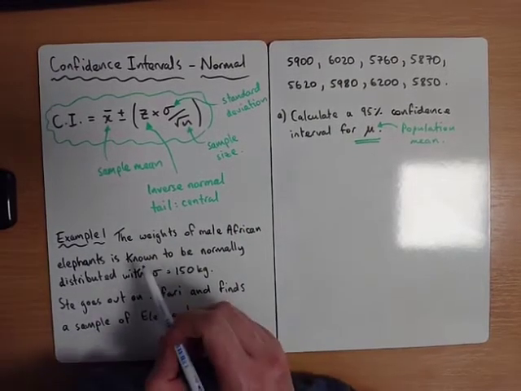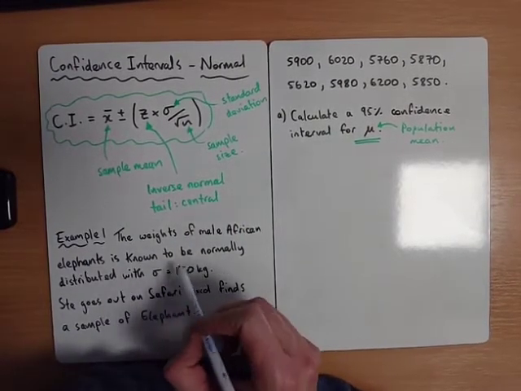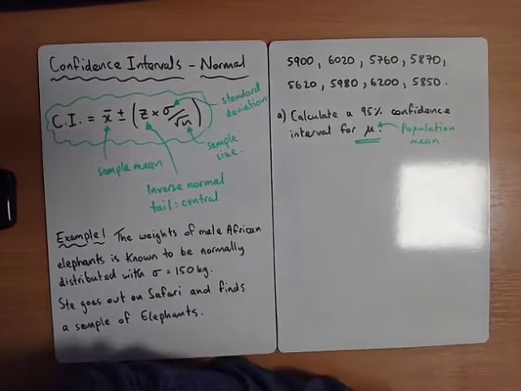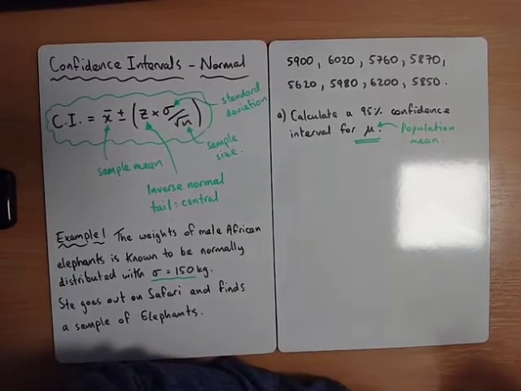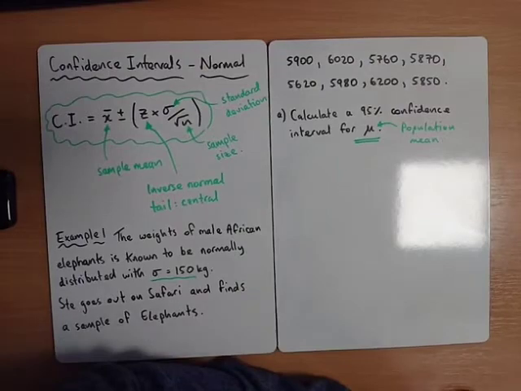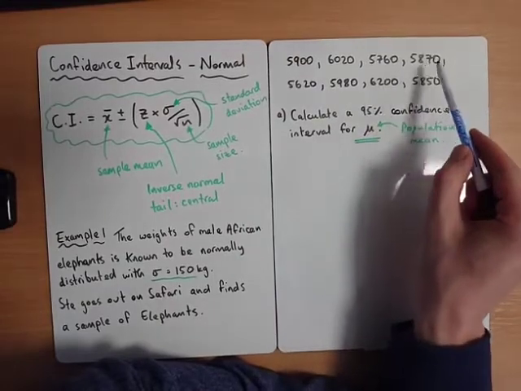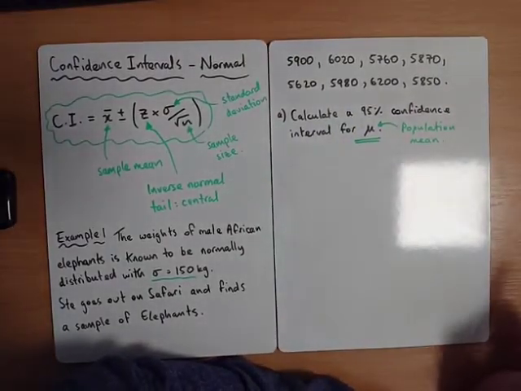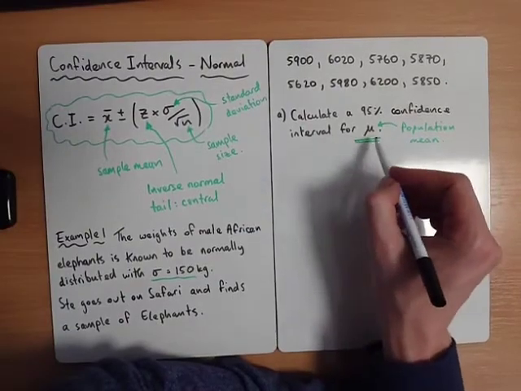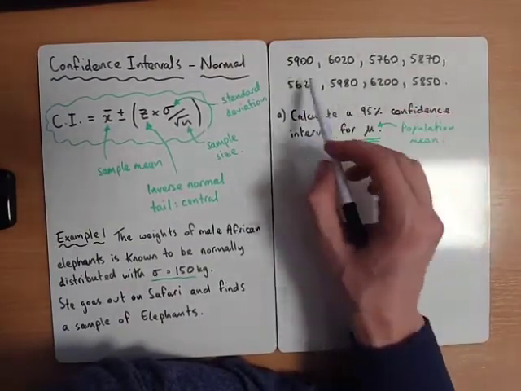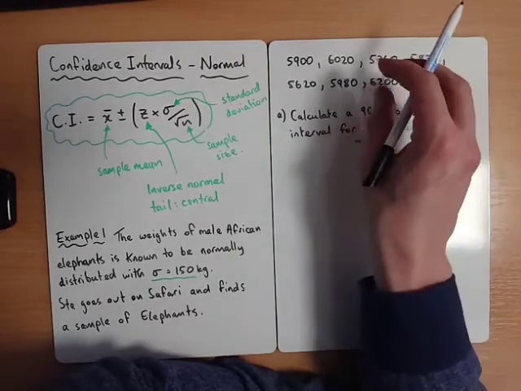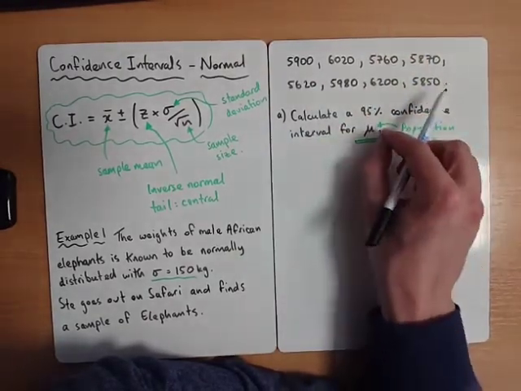Okay, so look at the question. It says the weight of male African elephants is known to be normally distributed, and they're given as the standard deviation of 150. So we don't need to calculate the standard deviation. If they've given you the standard deviation in the question, just use the standard deviation that they give to you. Steve goes out on safari. He finds a sample of elephants and he weighs them. We've got the weights for 8 of our elephants here, and we're asked to calculate a 95% confidence interval. So just from the 8 elephants that Steve's been able to weigh, we're going to be able to get an interval that tells us about the actual mean.